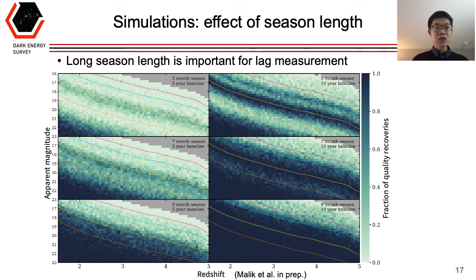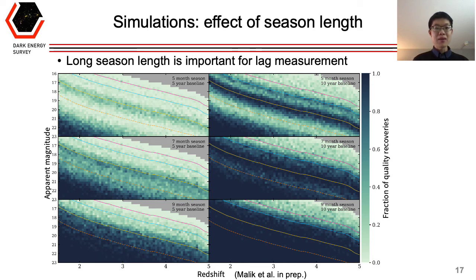The left column shows the results from a 5-year survey, while the right column shows the results from a 10-year survey. From top to bottom, we show the results where the length of the observational season is 5, 7, and 9 months. For the results from an observational season of 5 months, we can notice the stripe features in the simulation results. That is, for a 1-year time lag, the fraction of good lag measurements is high, while the fraction of good lag measurements is low for a half-year lag.